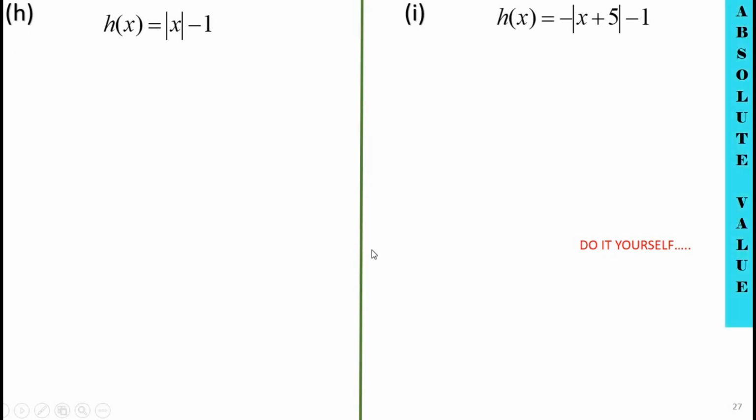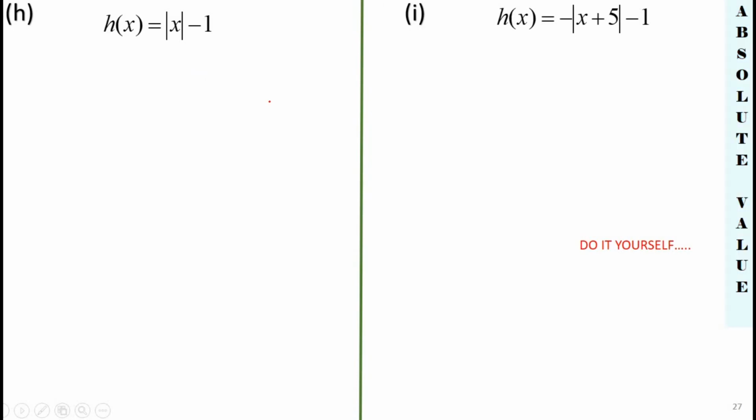Okay, now let's go for the absolute value function. I leave it to you to do the i, and I'll show you the h. So for h(x) equal to modulus x minus 1, there is no condition as there was for the third function and the reciprocal function, because it can take any value of x. x has no condition.